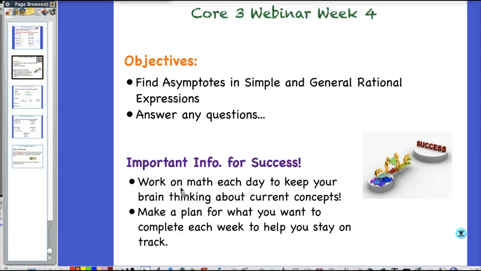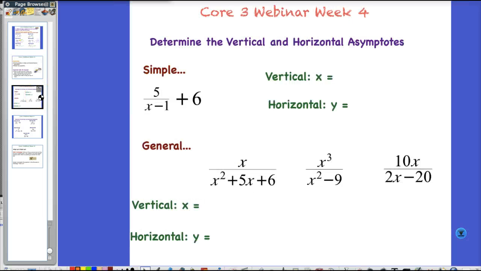Remember to work on math each day so that your brain is always thinking about it. And then make a plan for what you want to complete each week. So Saxon, it sounds like you have a plan. That is good. Elliot, you have a plan. We've talked. That is awesome. And you're already actually in the throes of it. So very good. And everybody else, you're on the right track. You're doing great. So let us start.